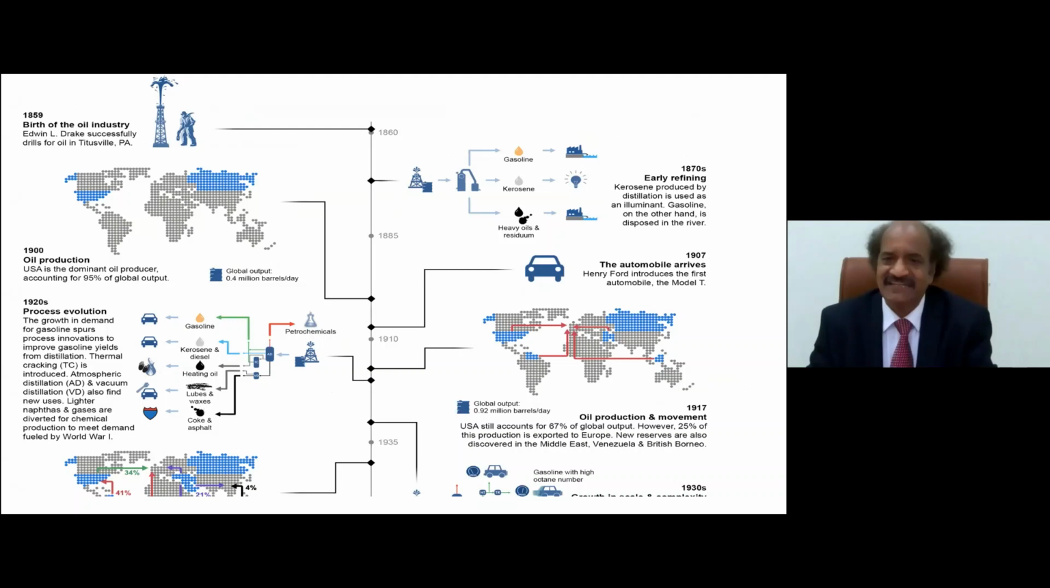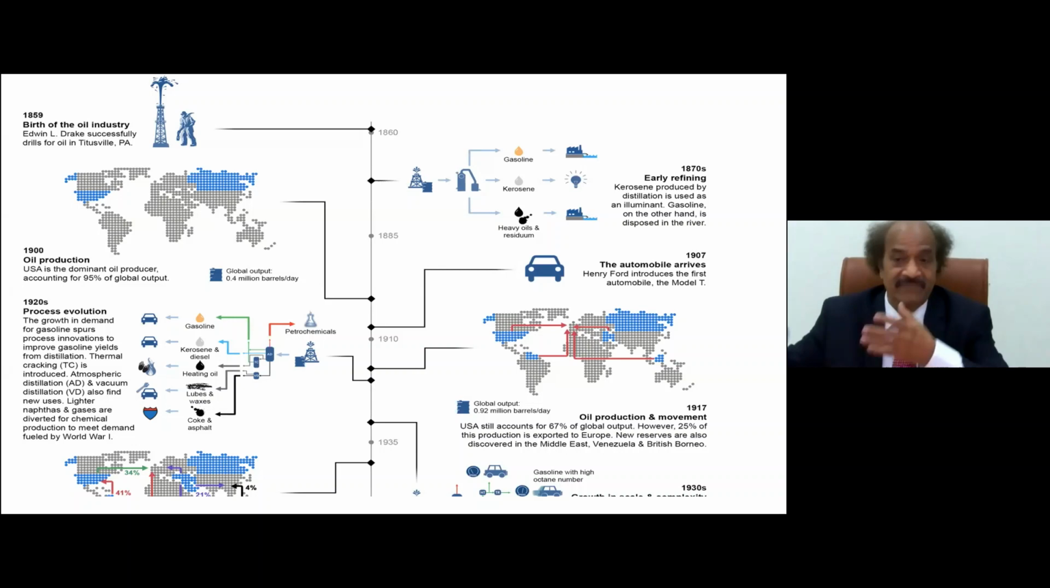Thanks are due to Henry Ford. In 1907, he introduced the first automobile which used petrol, or gasoline, and that is how petrol was found to be very useful as a fuel. During World War I, the refinery processes evolved like anything, and all sorts of technologies were being developed to increase the yield of gasoline, because the automobile industry was increasing.